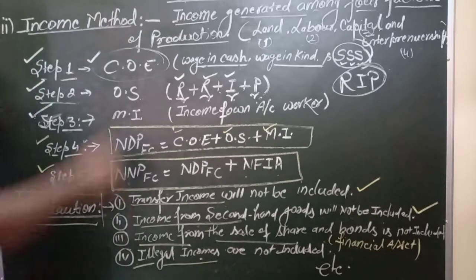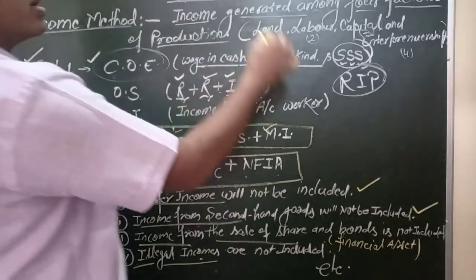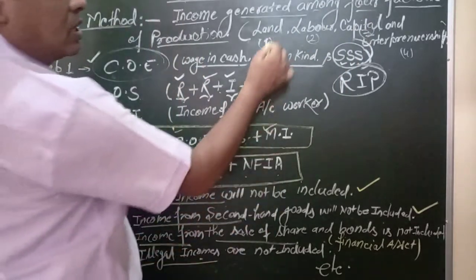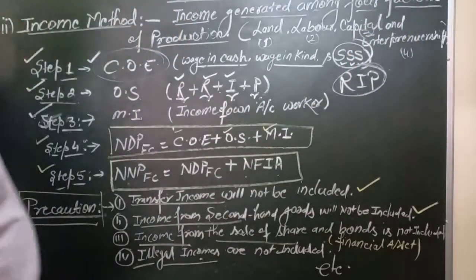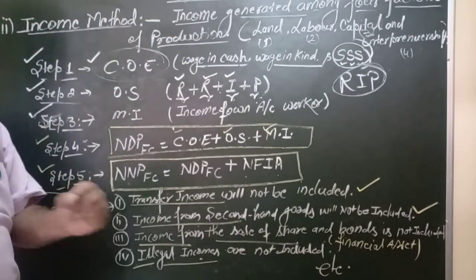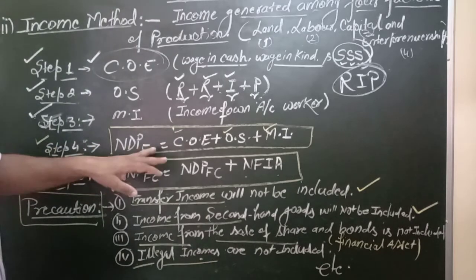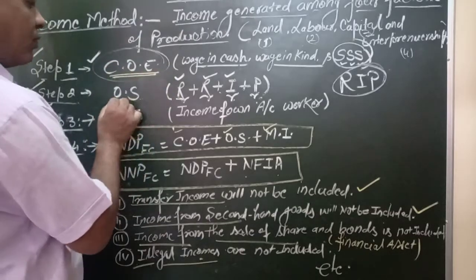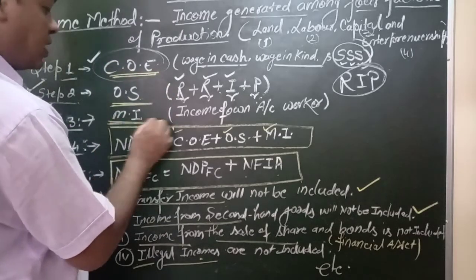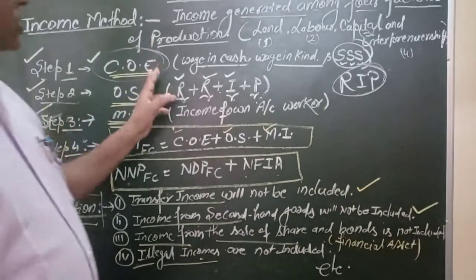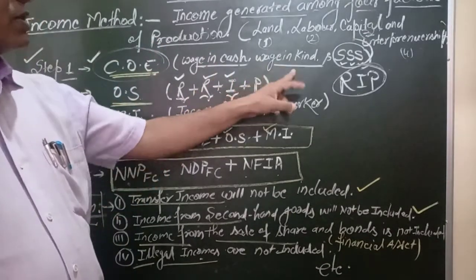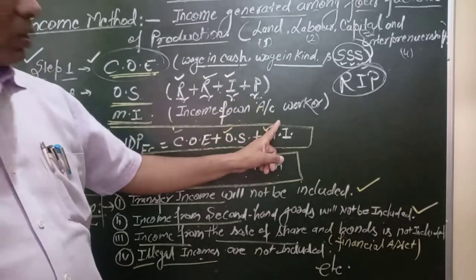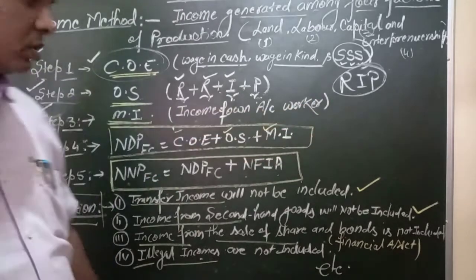Quickly I want to revise it. Income method is what? Income generated from the four factors of production. The four factors are land, labor, capital and entrepreneurship. Now there are some steps we need to follow to find the NDP at FC. The first is the COE, second is the OS, and third is the MI. Where COE is equal to wages in cash, wages in kind, and triple S, which are rent, royalty, interest and profit, and income from own account workers.